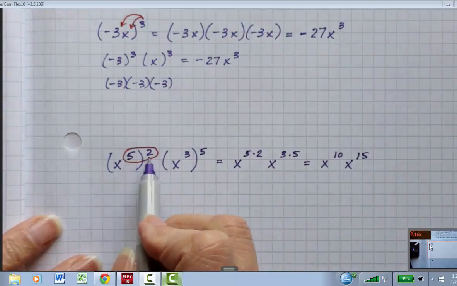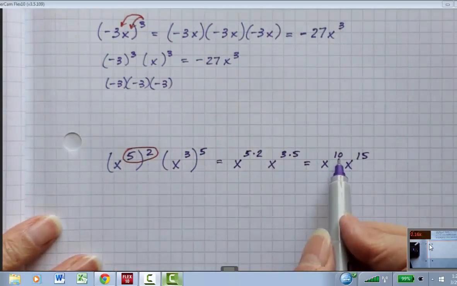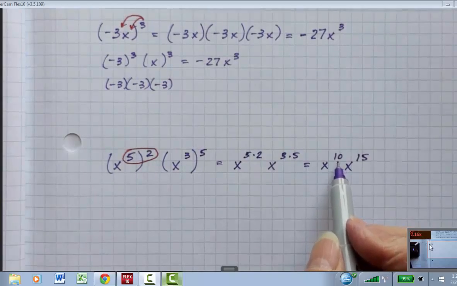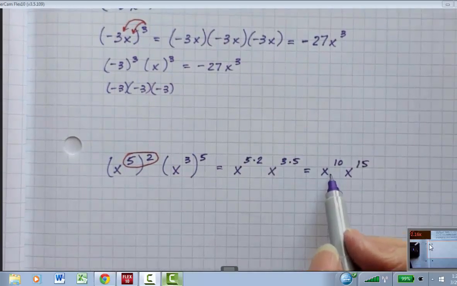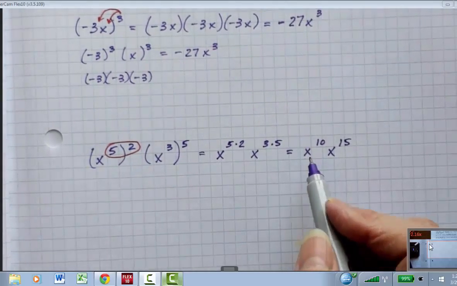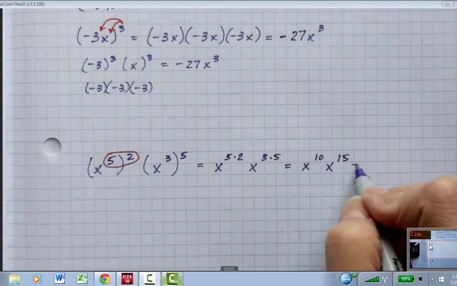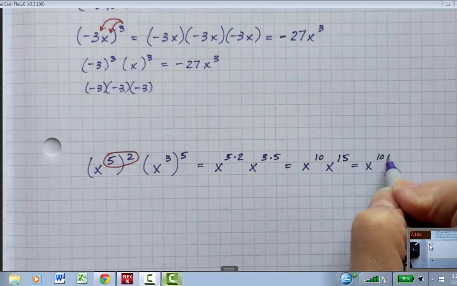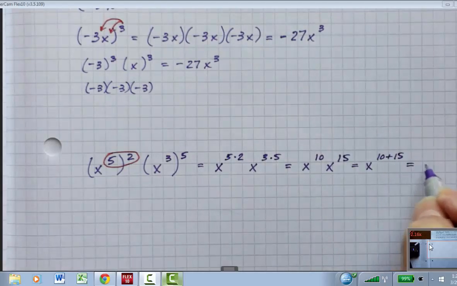Now I call this a power to a power. Now we're just taking and multiplying. So what do we do with our exponents when we're multiplying? We're going to add our exponents. So now we end up with x to the 10 plus 15. Final answer, x to the 25th.